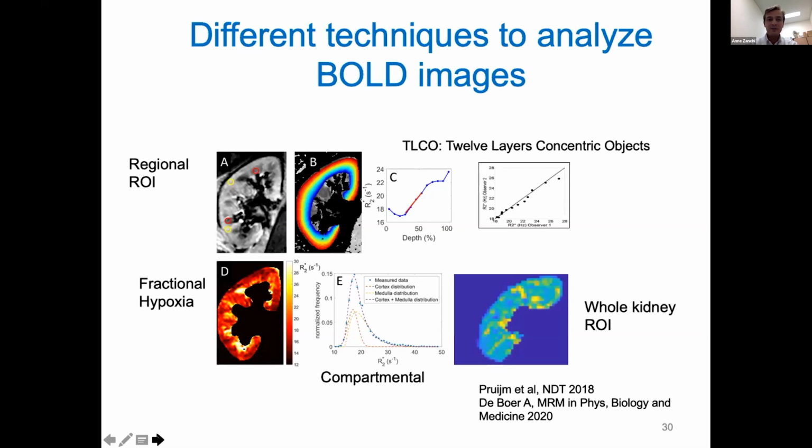We called it the TWLO technique, the 12 layers concentric objects technique, where all you have to do is manually select the kidney parenchyma. So you draw an outside line of the outer side of the kidney tissue and an inside line of the inner side. And then an algorithm will divide the kidney parenchyma in 12 layers of equal thickness automatically. And this gives you a mean R2* value for each layer. Under C, you see that the R2* will go up when you go from the outside to the inside. And it's exactly what we know from micropuncture studies, where the PO2 goes down in the medulla. And this is a very good method with excellent results if you ask 2 different observers to analyze this.